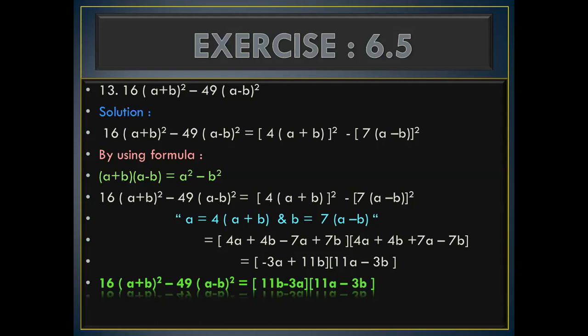Same in the second bracket, 4a plus 7a. Now there is a positive sign, so we add 7 and 4, 11a. And now we have 4b and minus 7b. When we subtract them, according to the rule of subtraction, we subtract and we put the sign of the greater number, which is minus 3b. Our required answer is minus 3a plus 11b into 11a minus 3b.